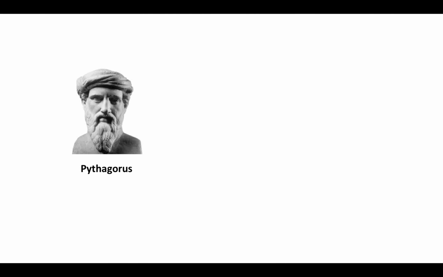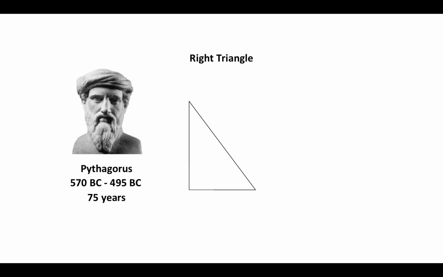This is Pythagoras, who lived in Greece in these dates, lived to 75 years, and he's famous for his discoveries of a right triangle. Here's a right triangle. That angle there is 90 degrees, indicated by that, and it has three sides, A, B, and C. The sum of all three angles within the triangle is 180 degrees.